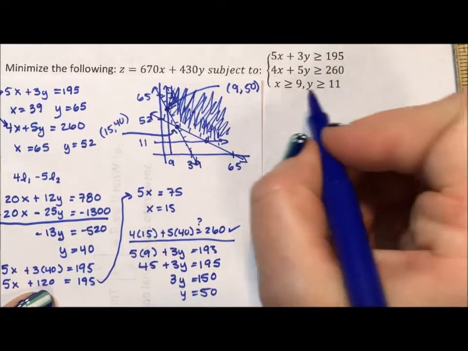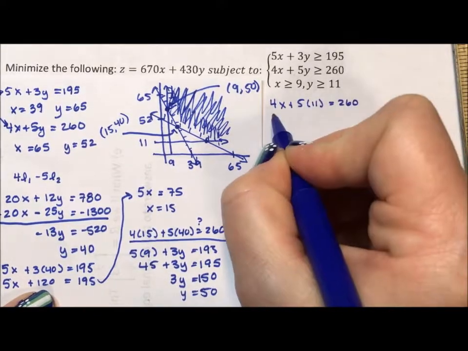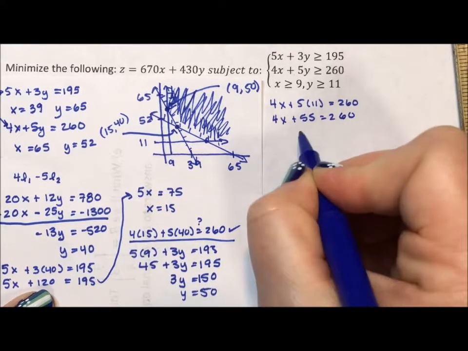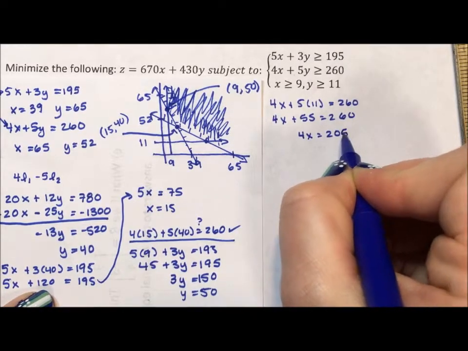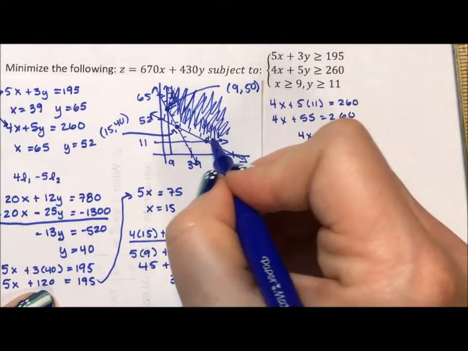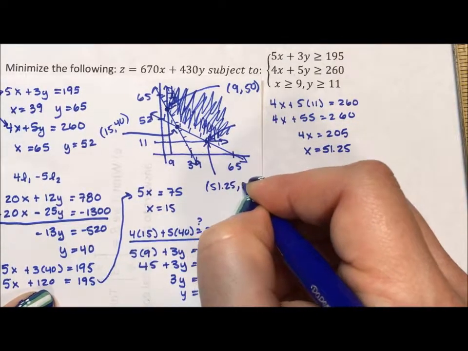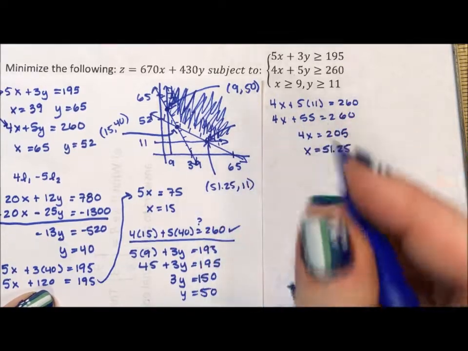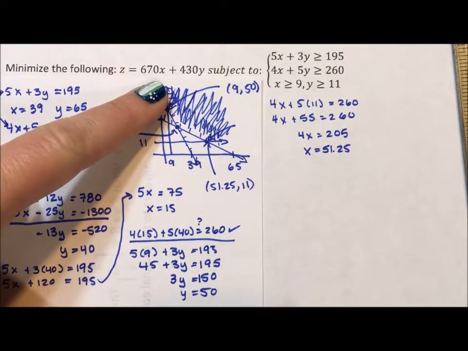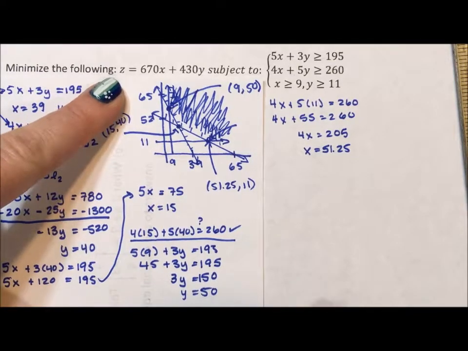Okay, and then for my last point, I have y is equal to 11. So for this one, I'm going to say 4x plus 5 times 11 equals 260. 4x plus 55 equals 260. 4x is equal to 205, or x is equal to 51.25. So this point right here is 51.25, comma 11. So now we have the 3 corners of our graph, and we take each of these corners and we test them with our equation to see which of these 3 corners minimizes the equation.